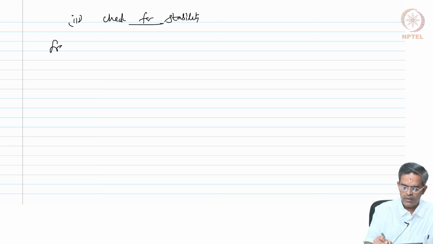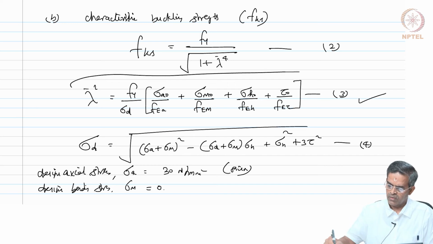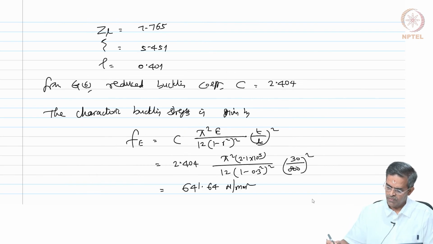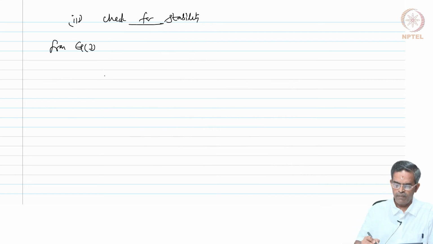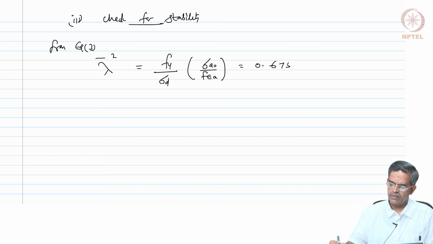From equation 3, what is equation 3? Let us see this equation here. From equation 3, we know this value can now be obtained for substitution. Lambda bar square is given by Fy by sigma d times sigma AO by FEA. Remaining all are set to zeros, which comes to be 0.675.